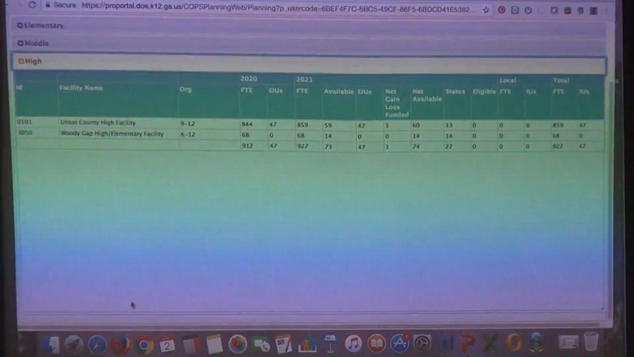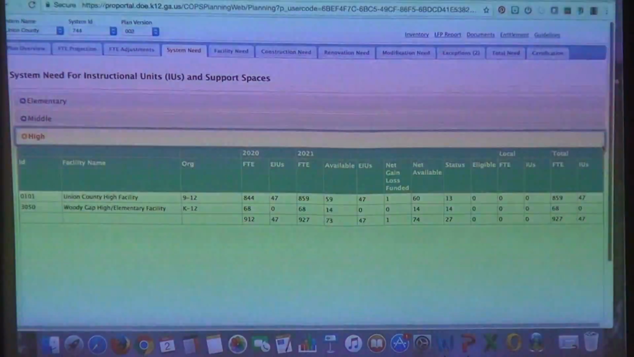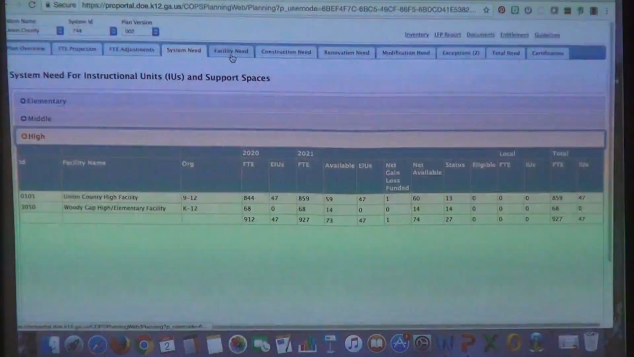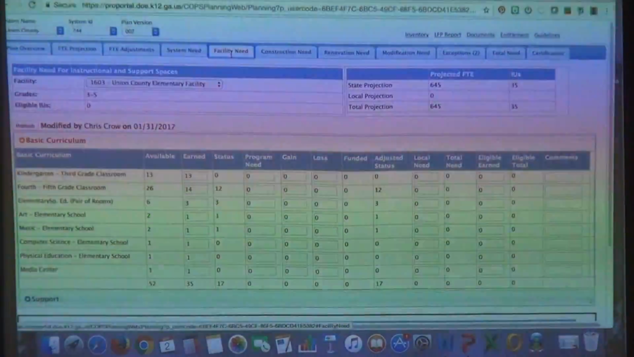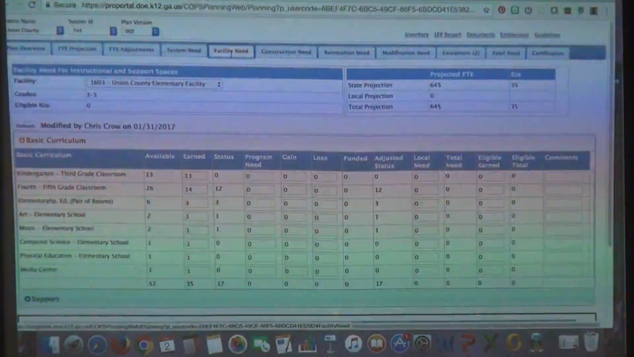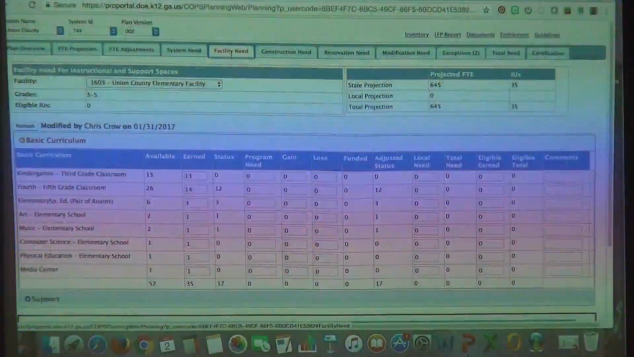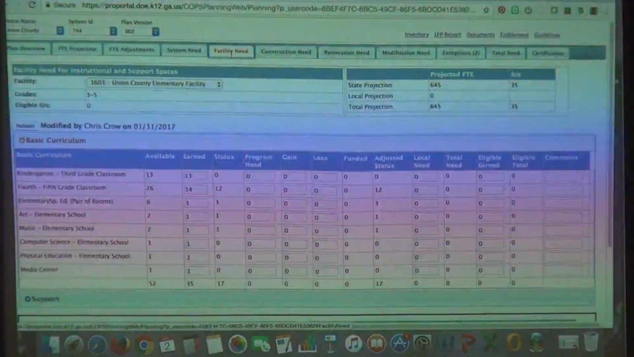High school, you can see what it is also. Again, we can get really bogged down with all these numbers, but there's an awful lot of numbers in there. And then we come back to and look at facility needs. Now, a facility is one campus. Although there may be lots of buildings there, like your elementary school has 2 buildings, it's still considered one facility.